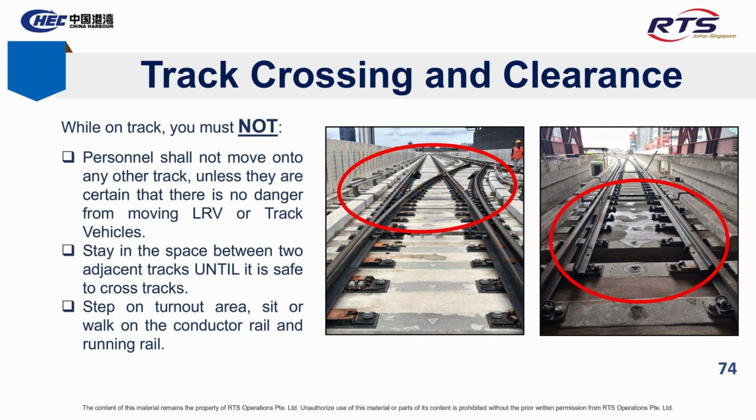Slide 74. Track crossing and clearance. While on track, personnel must not move onto any other track unless they are sure there is no danger from approaching LRVs or track vehicles. They must not remain in the space between adjacent tracks unless it is safe to cross. Additionally, they must not step on turnout areas, or sit or walk on the conductor or running rails.